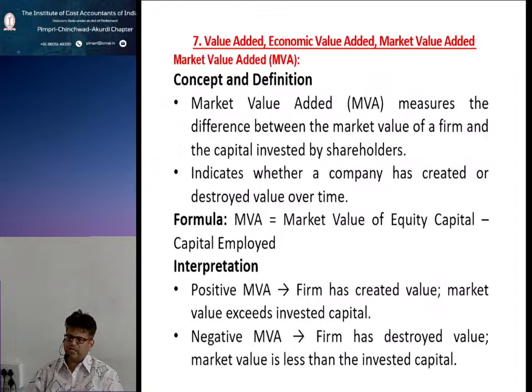Then we saw the market value added concept and definition. MVA measures the difference between the market value of a firm and the capital invested by shareholders. It indicates whether a company has created or destroyed value over time. The formula: MVA is equal to market value of equity capital minus capital employed. Interpretation: a positive MVA means the firm has created value and market value exceeds invested capital, and a negative MVA means the firm has destroyed value, so market value is less than the invested capital.